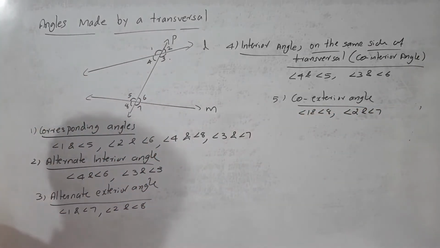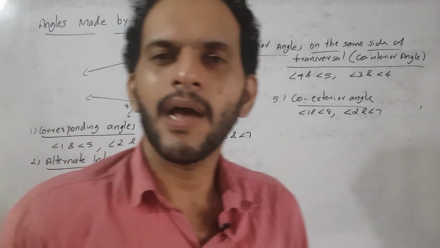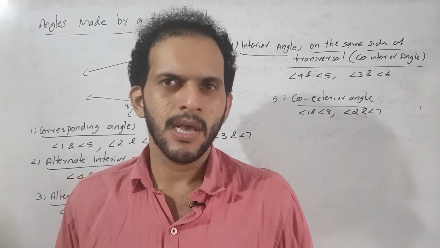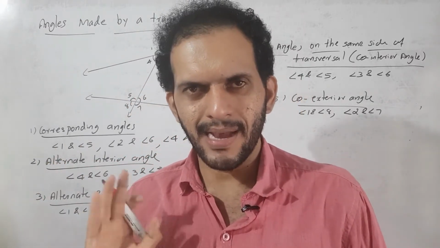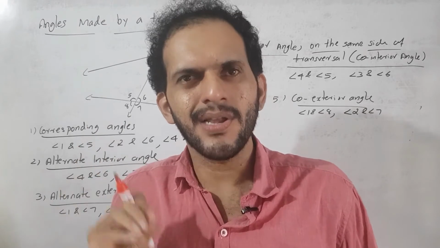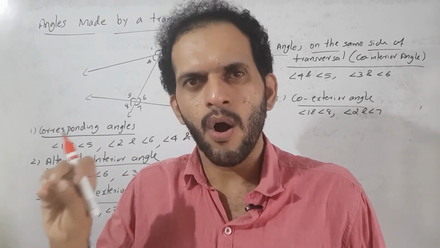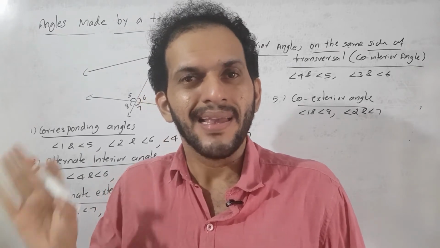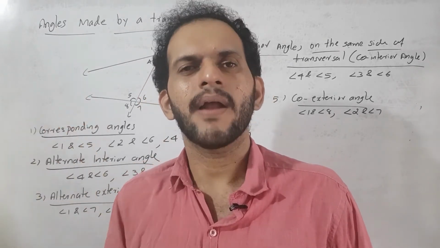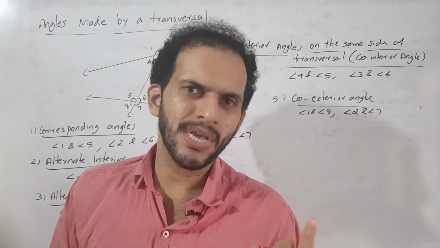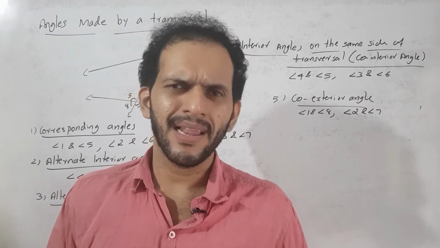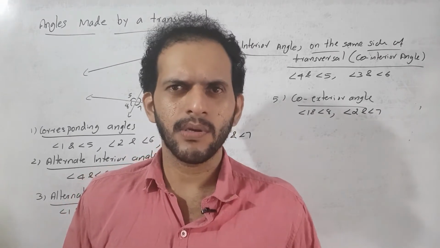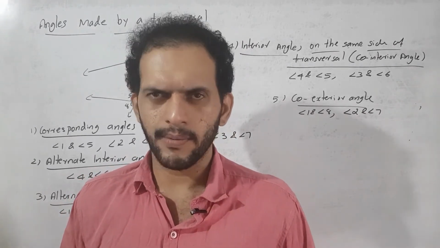Now we have got the 5 types of angle positions. The first one is corresponding angles. Second is alternate interior angles. Third is alternate exterior angles. Fourth is interior angles on the same side of the transversal, or co-interior angle. The next one is exterior angles on the same side of the transversal, or co-exterior angle.